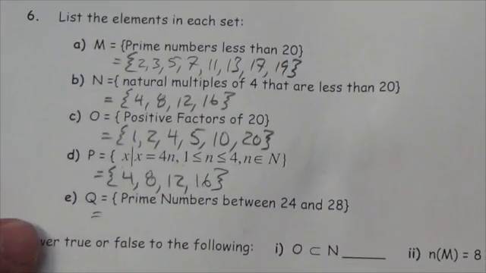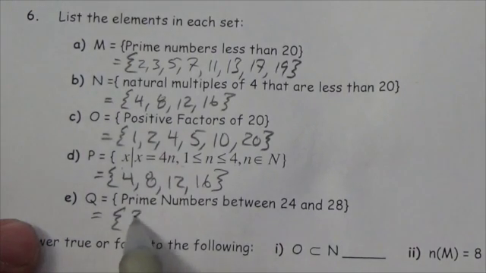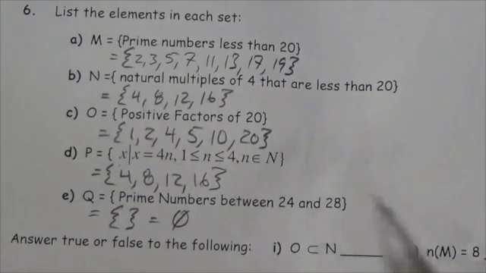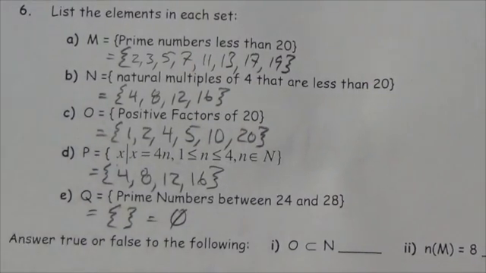Q is the prime numbers between 24 and 28. Well, 25 is not prime, 26 isn't prime, 27 is not prime. There are no primes. So that's just going to be the empty set. Or if you like, you can write it with a big 0 with a big line in it. Q is the empty set.